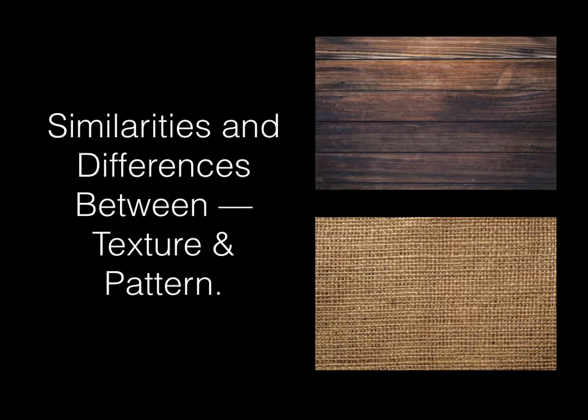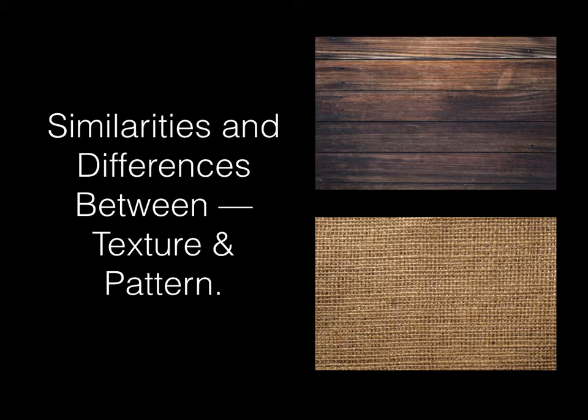All right, similarities and differences between texture and pattern. So pattern is repeating shapes or forms. Texture is something that you can actually feel on the surface, but these are examples where there are both. So in these wood grain pieces on the top and then this burlap at the bottom, if you put your hand up to it, you would be able to feel the texture as you ran your fingers over the surface, but they also happen to have a repeating pattern.